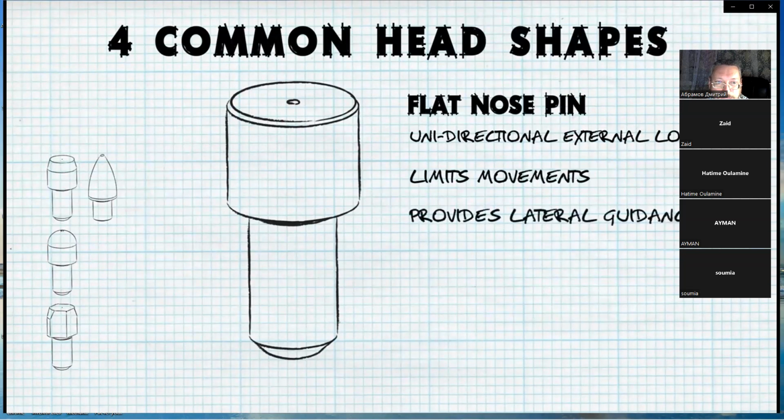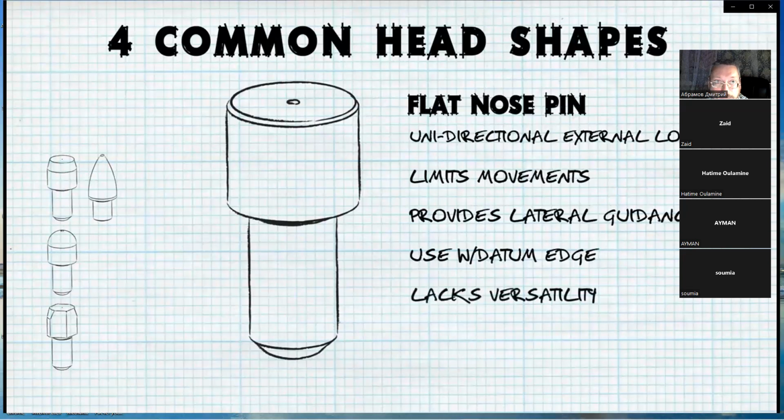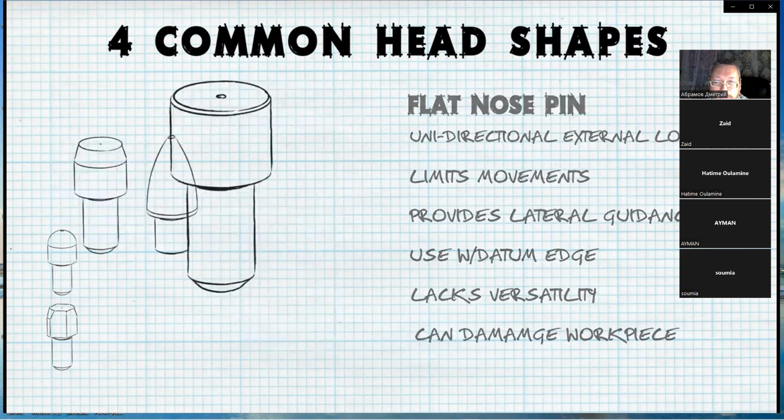These may also provide lateral guidance when sliding a part onto a fixture, and can be used in conjunction with a datum edge to ensure correct positioning. The main disadvantage of this locating pin head type is its lack of versatility. Drop-down concentric locating is not recommended, as the sharp corners and tight tolerances can damage the workpiece in some cases.